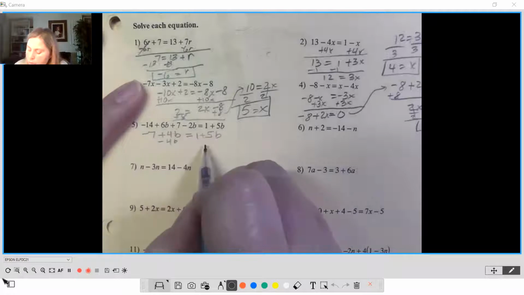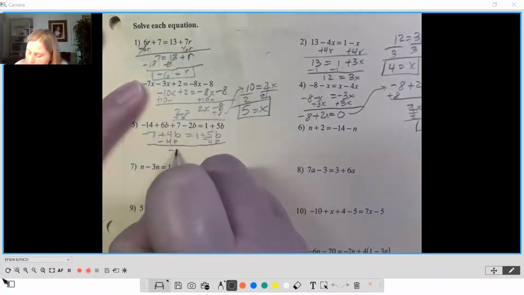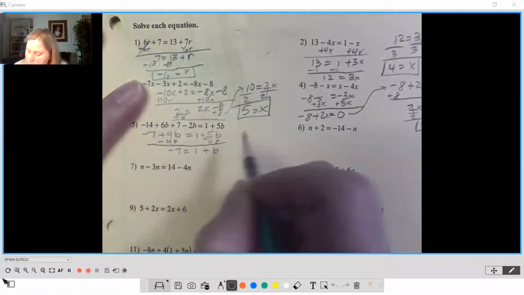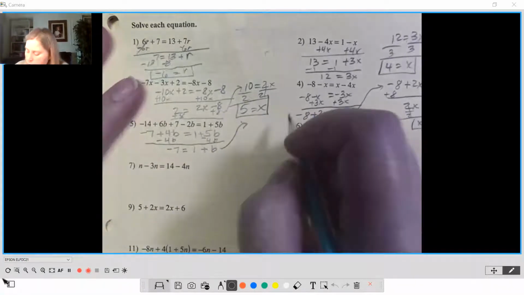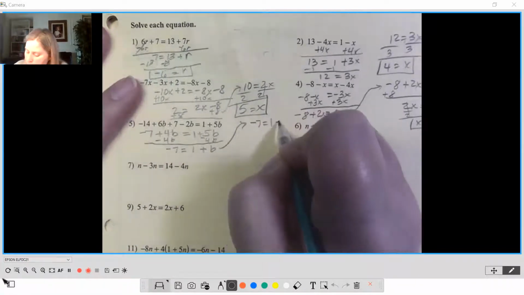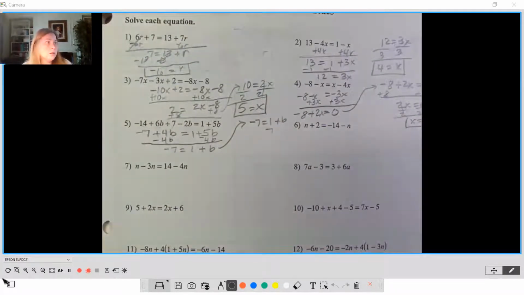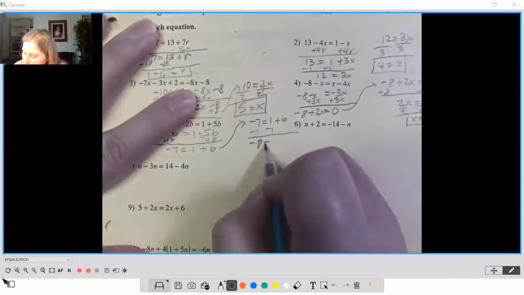I'll subtract 4b from each side. This gives me negative 7 equals 1 plus b. And I want to copy this here so I have a little more room to work. Negative 7 equals 1 plus b. And then I will subtract 1 from each side. This gives me negative 8 equals b.